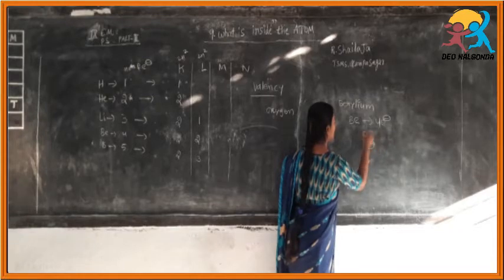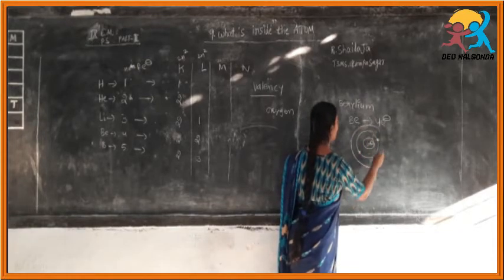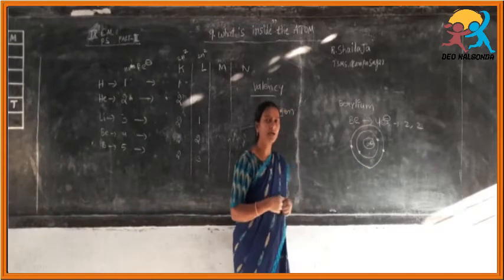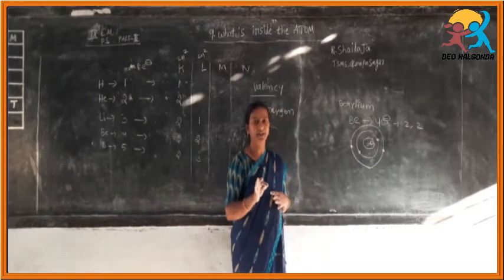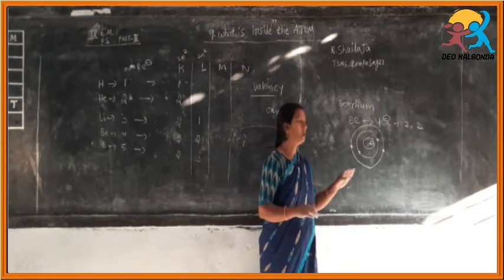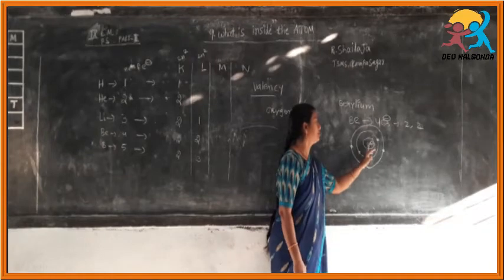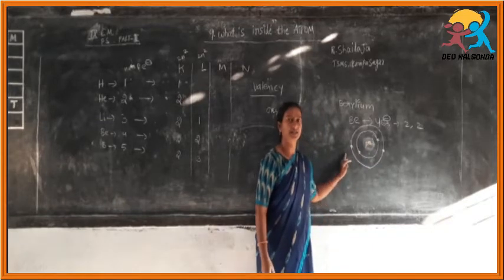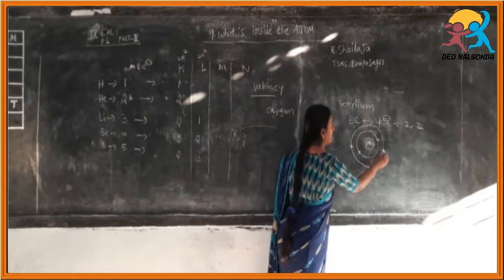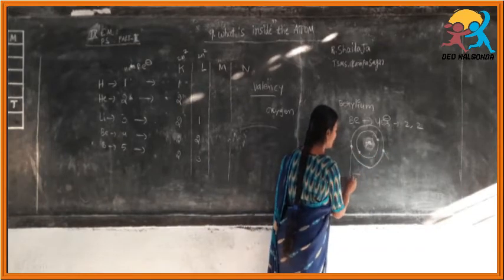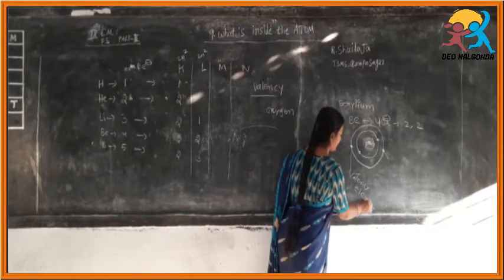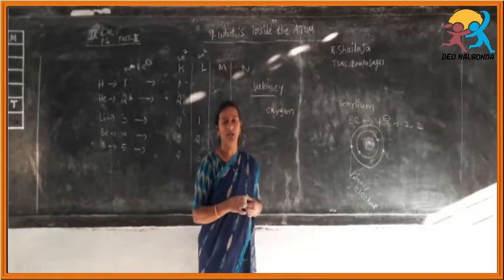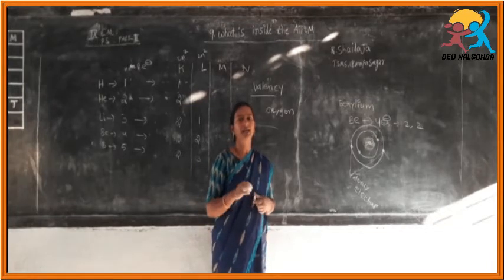Protons at the center. First shell 2 electrons, second shell 2 electrons. 4 electrons means 2, 2. The first shell can hold only 2 electrons maximum, so it is filled. The remaining 2 electrons enter the second shell. So we write it as 2, 2. Here these 2 electrons we call valency electrons. What do valency electrons mean? The number of electrons in the outermost shell is called valency electrons.